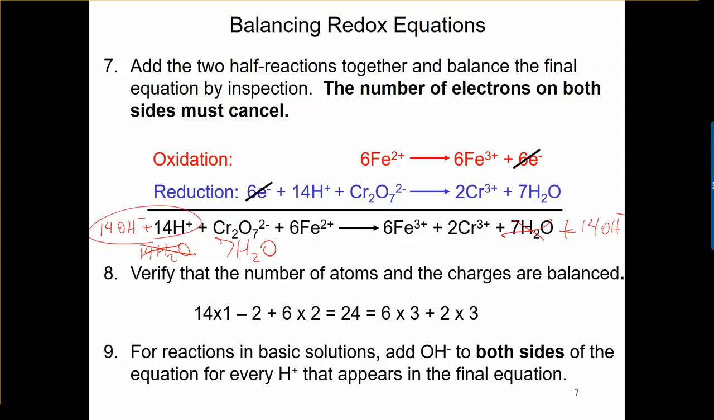But the process would have been exactly the same all through the first steps, okay? Exactly the same process all through the beginning. And then I add the hydroxides, form water wherever the H plus side is, and I eliminate the waters as necessary, and I end up with my final equation.